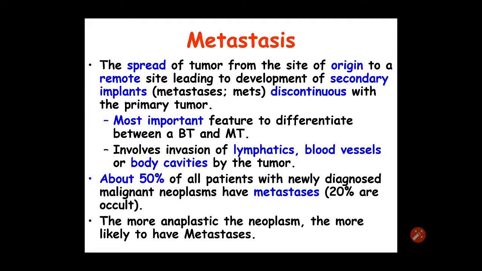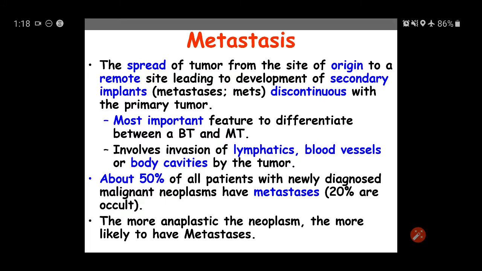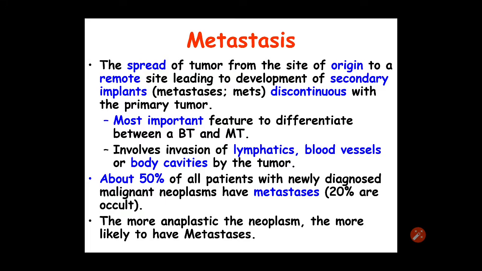How does it happen? Usually going through the supply of the original organs, either going through the lymphatics or the blood vessels, either the arteries or the veins, more likely with the veins than with the arteries, and finally, through direct extension or seeding of body cavities. We'll talk about each one of those.